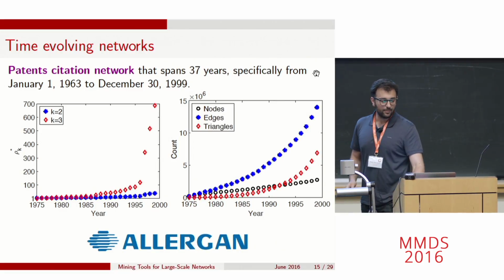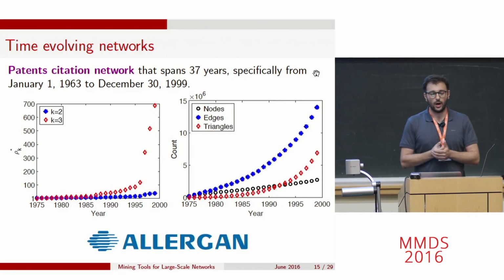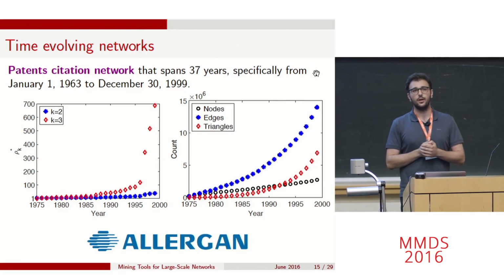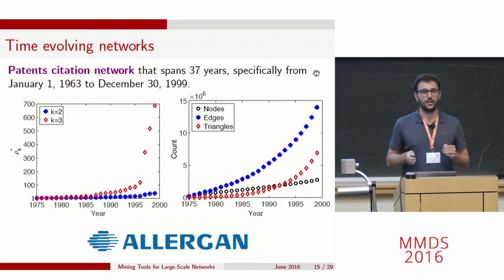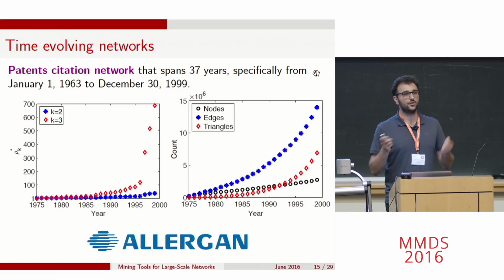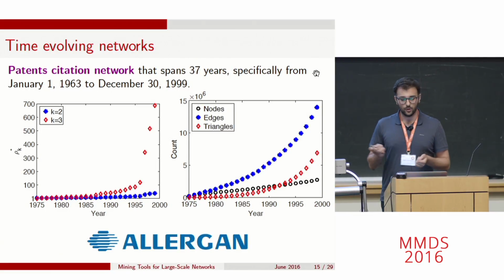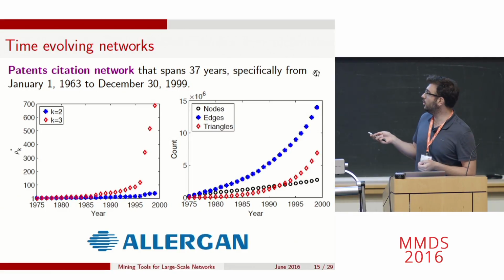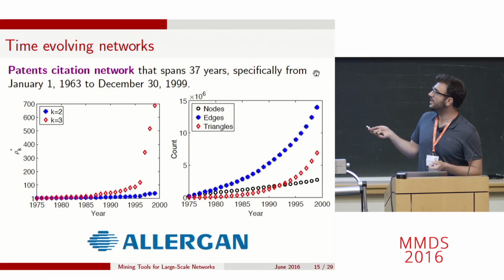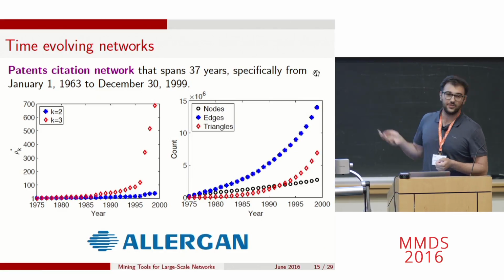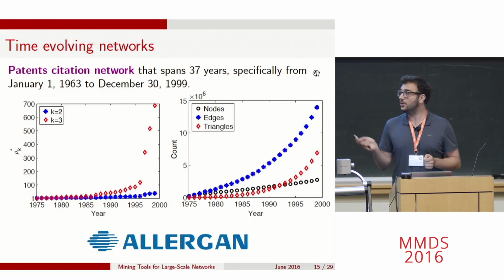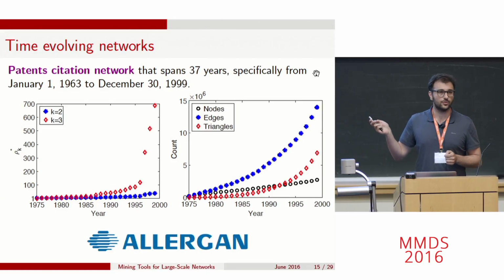So let's see a couple of applications of using this tool. I got the patent citation network for a period of 37 years. And for every year, I computed the densest subgraph and the triangle densest subgraph. So with blue dots here, you can see the density of the densest subgraph, and with red, the optimal triangle density. And you can see that it explodes.